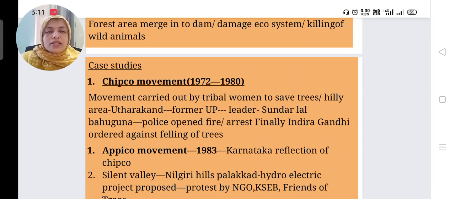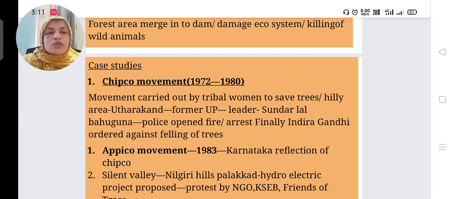Then we have to analyze some case studies. The first one is the Chipko movement. That movement was held during 1972 to 1980. The movement was carried out by tribal women to save trees. It is a special movement because it was carried out by tribal women to save trees or hilly area. It was in Uttarakhand. It was a part of former UP, now it is a part of Uttarakhand. Its leader was Sundarlal Bahuguna.